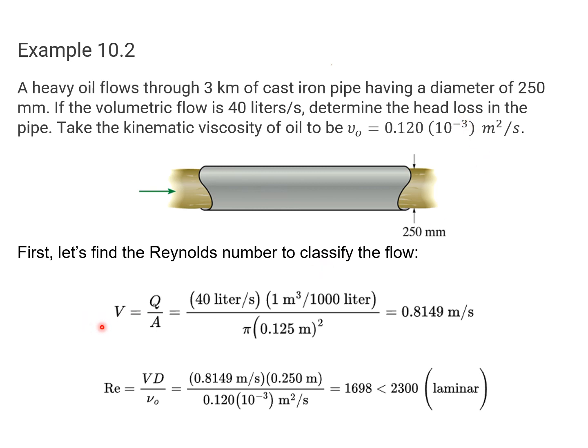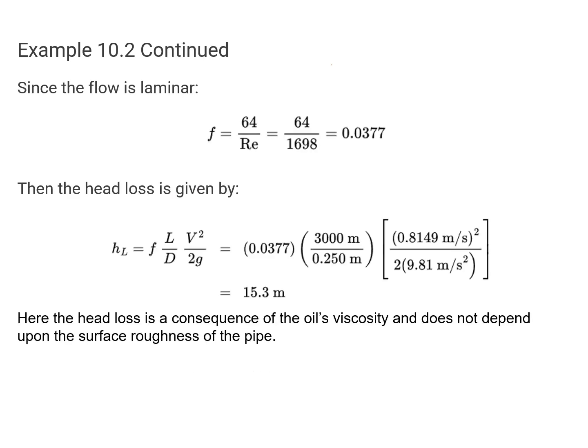So first, let's calculate the Reynolds number. We can calculate the velocity. If we can calculate the Reynolds number, we get 1698. Since that's less than 2300, this is laminar flow. So things become a little easier.